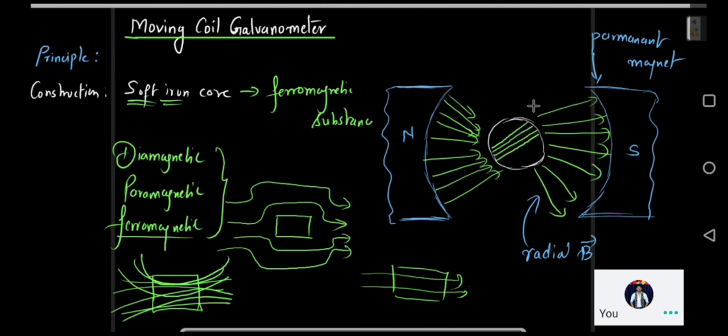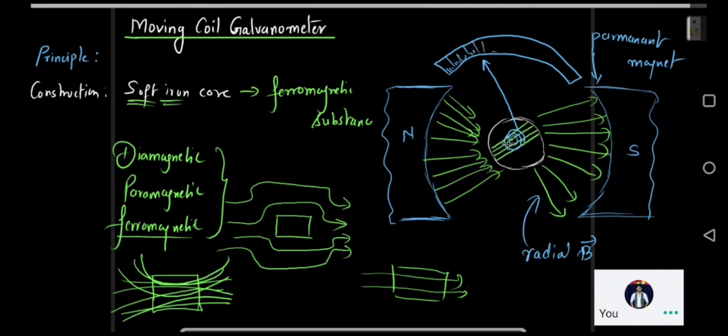So there will be a current passing through this coil. On top over here there will be a spring attached to this coil. This coil is going to be connected to the pointer, and then you are going to have a meter scale over here, a reading scale, on which you can take the readings.